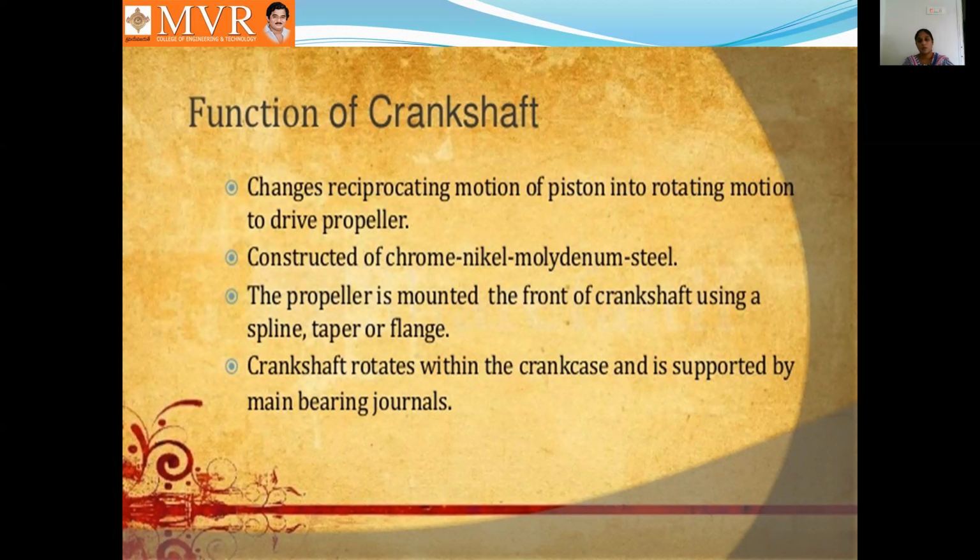Next, it is constructed of chrome, nickel, molybdenum, and steel. The propeller is mounted in front of the crankshaft using a spline, taper, or flange part. The crankshaft rotates within the crankcase and is supported by main bearing journals. Okay, these are the functions of the crankshaft.